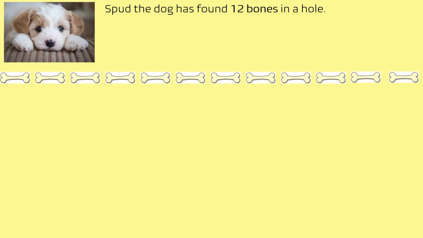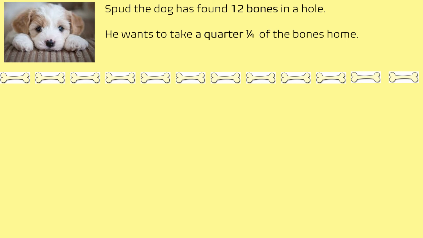Okay guys, are you ready for our next challenge? Let's have a look at our problem. Oh, what a beautiful puppy. What's this puppy's name? Oh, Spud. So Spud the dog has found 12 bones in a hole. There are Spud's 12 bones that he's found. Now Spud is only a puppy. He can't eat all of those 12 bones. He's a very sensible dog. So he decides he wants to take a quarter of the bones home. He only wants to take 1/4 of the bones home.